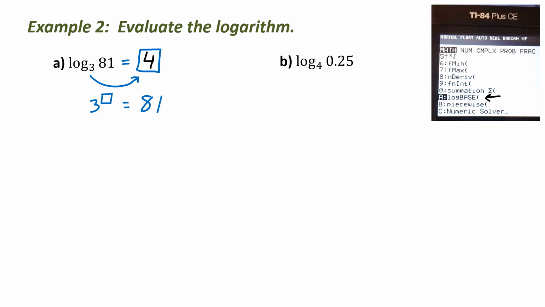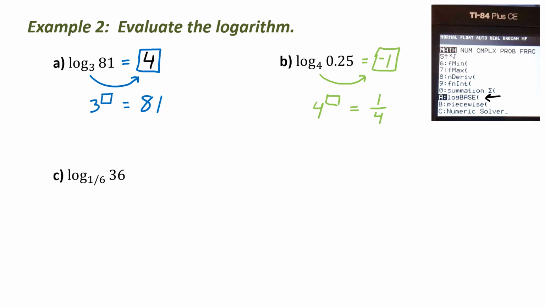Next one, log base 4 of 0.25. All right, don't change anything up. So we want to know, what does that equal? So 4 to what power equals 0.25, or I could even say 1/4. Well, 4 and 1/4 are reciprocals of each other. Therefore, the answer is -1. 4 to the -1 power equals 0.25. And you could check it both ways.